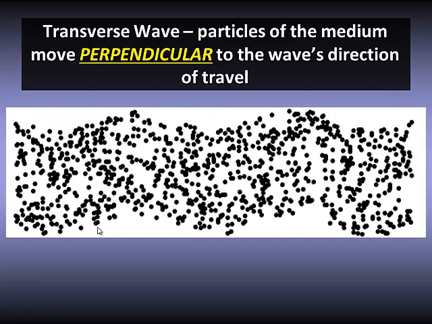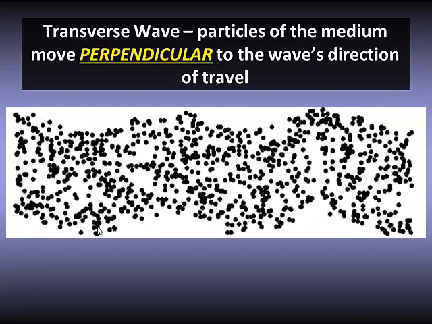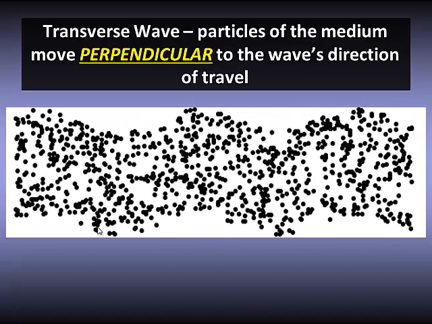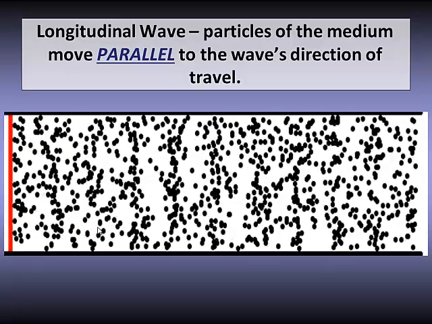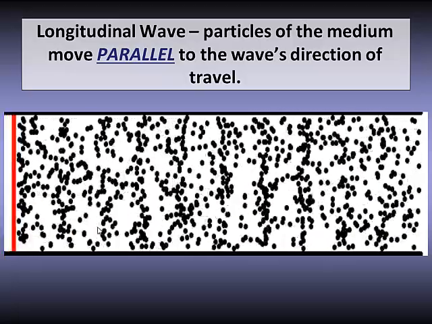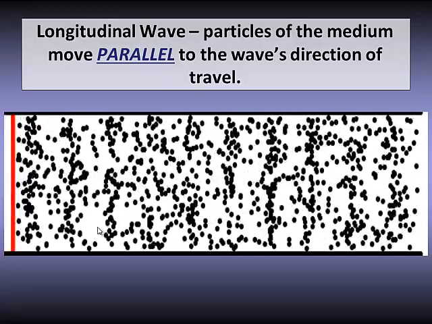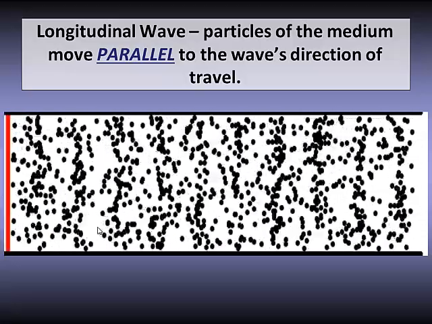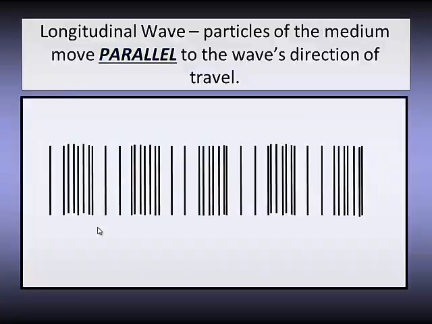With a transverse wave, the particles of the medium move perpendicular to the wave's direction of travel. Here you can see the wave is traveling to the right, but the particles are moving up and down. In a longitudinal wave, the particles of the medium move parallel to the wave's direction of travel. So here you can see that the waves are traveling to the right, but the individual particles are traveling left and right. Okay, they're moving parallel to the direction of the wave.